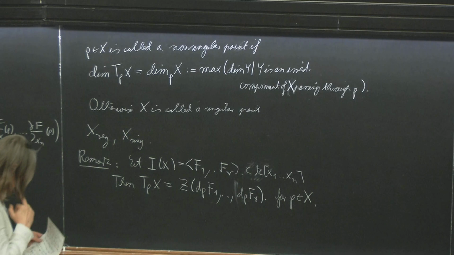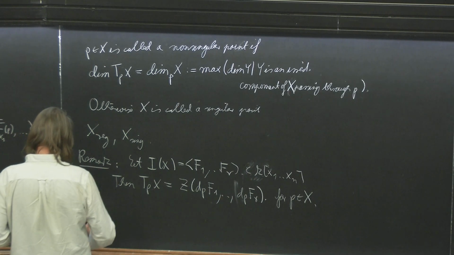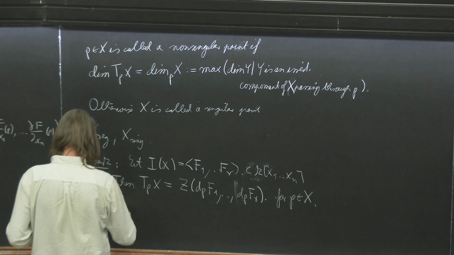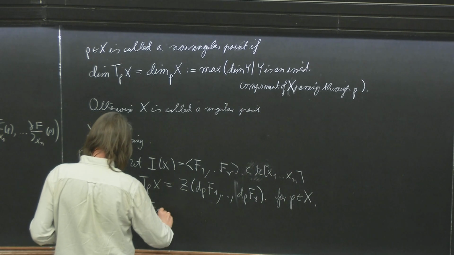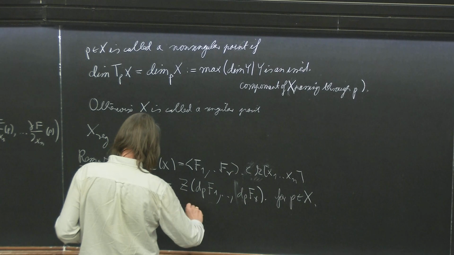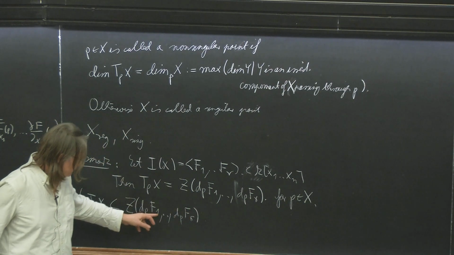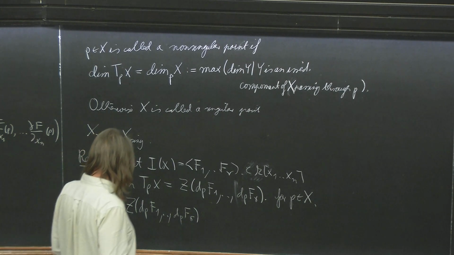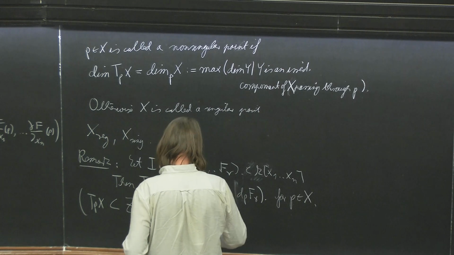That's actually basically trivial. Still, I can prove it. So T_P X certainly is contained in this zero set, because the f_i all lie in the ideal of X. So it's the intersection of all of them, and one has to show the other inclusion. So this is clear.